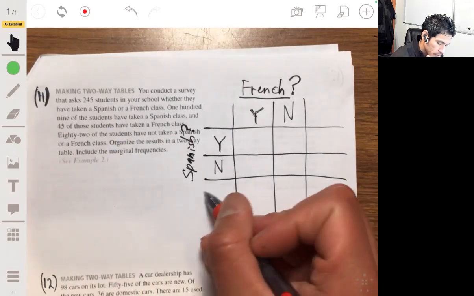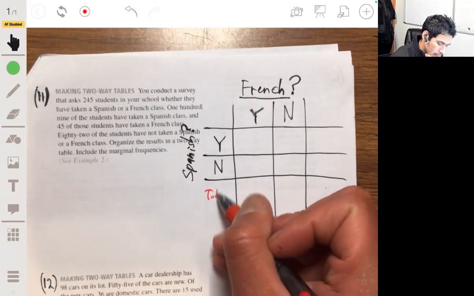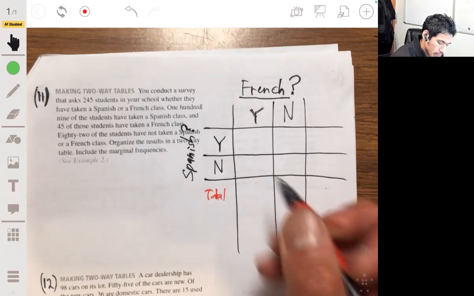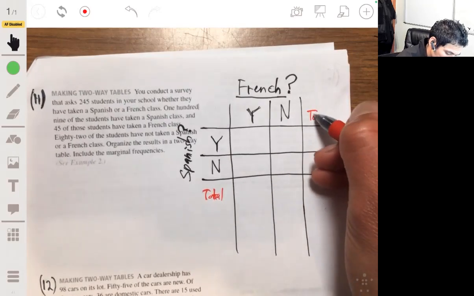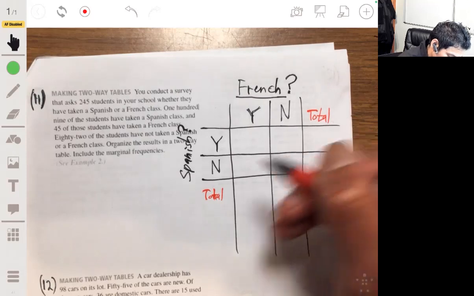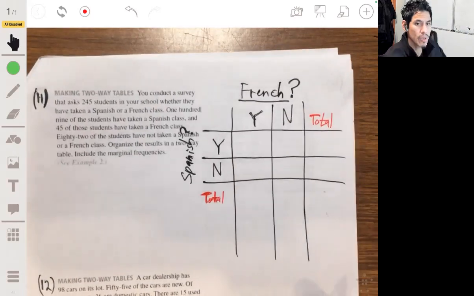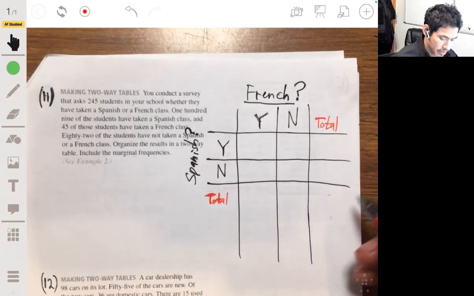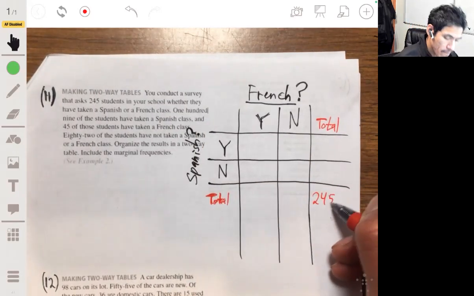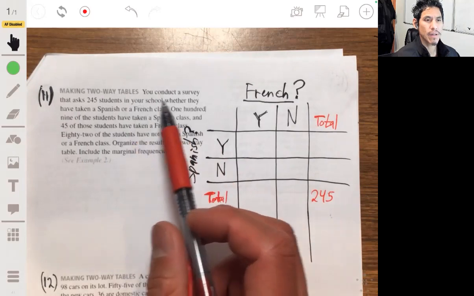Total. Remember the totals go on the bottom and right in those columns. I like to work from the totals inward or outward, however way you think about it. So the total is 245, bottom right. So it's right here.